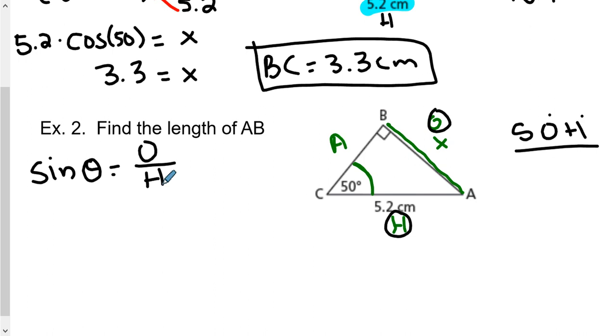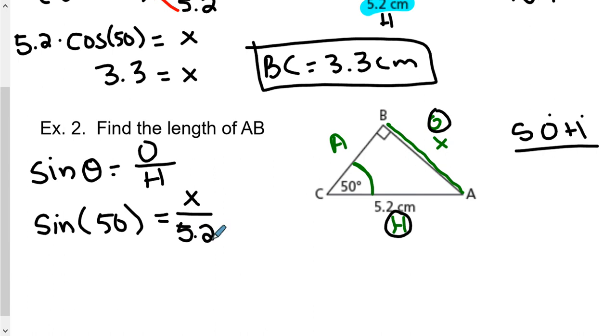Plugging in the values we have. The sine of angle 50, O on top, again, that's going to be x. That's our unknown, that's what we're trying to find. That is length AB, the opposite of this angle. But we know that the hypotenuse is 5.2.